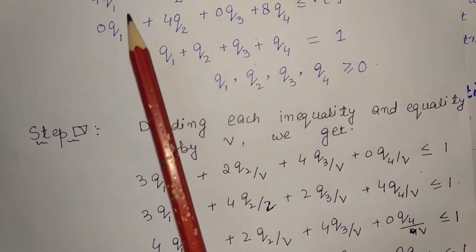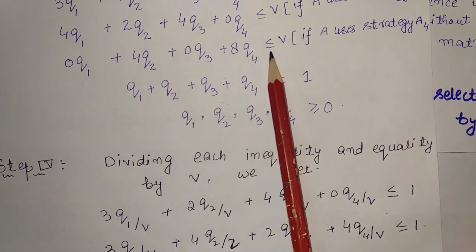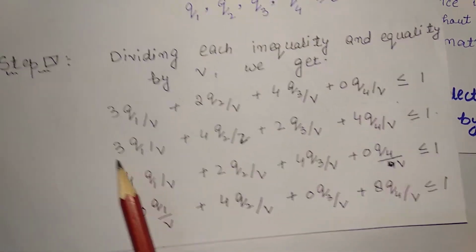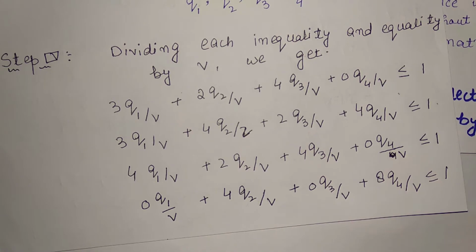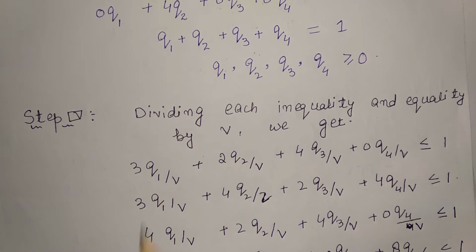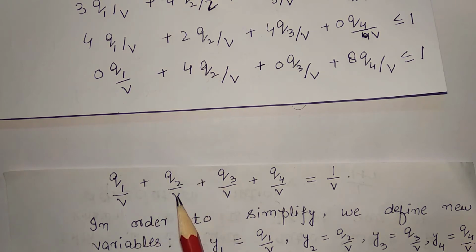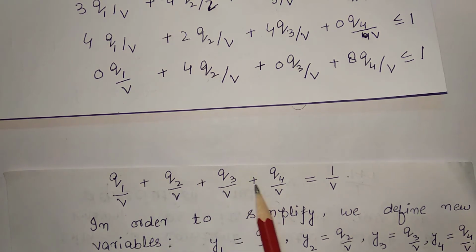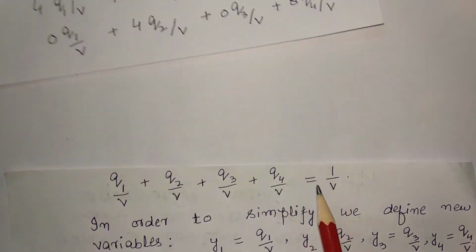Similarly, the third and fourth inequalities will reduce to these inequalities. And the equality will reduce to Q1 by V plus Q2 by V plus Q3 by V plus Q4 by V is equal to 1 by V.